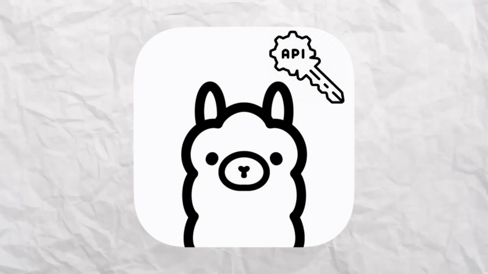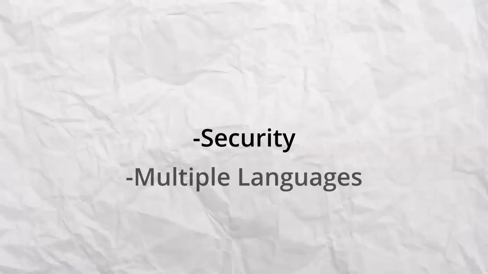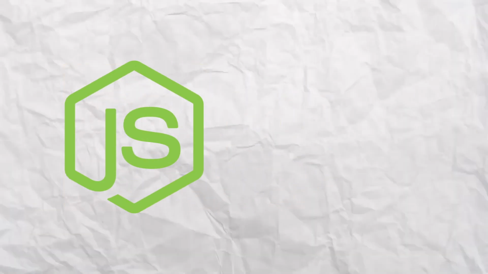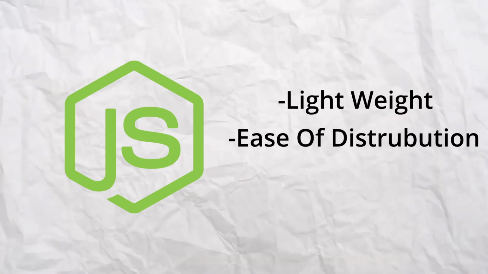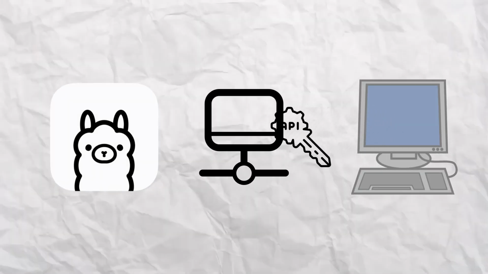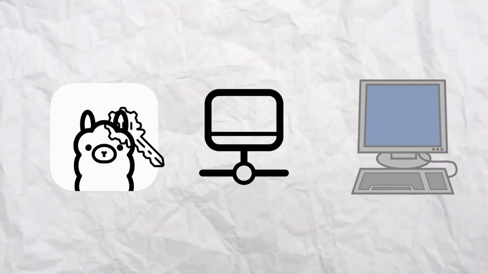With that explanation out of the way, let's get to the development journey. Developing APIMyLlama wasn't without its hurdles, from ensuring robust security to adding support for multiple programming languages. It's been a challenging yet rewarding experience. For this project, I chose JavaScript, and specifically the Node.js framework, due to its lightweight nature, ease of distribution, and suitability for our project. The idea was simple. Act as a middleware that verifies API keys before passing requests to the Ollama API.